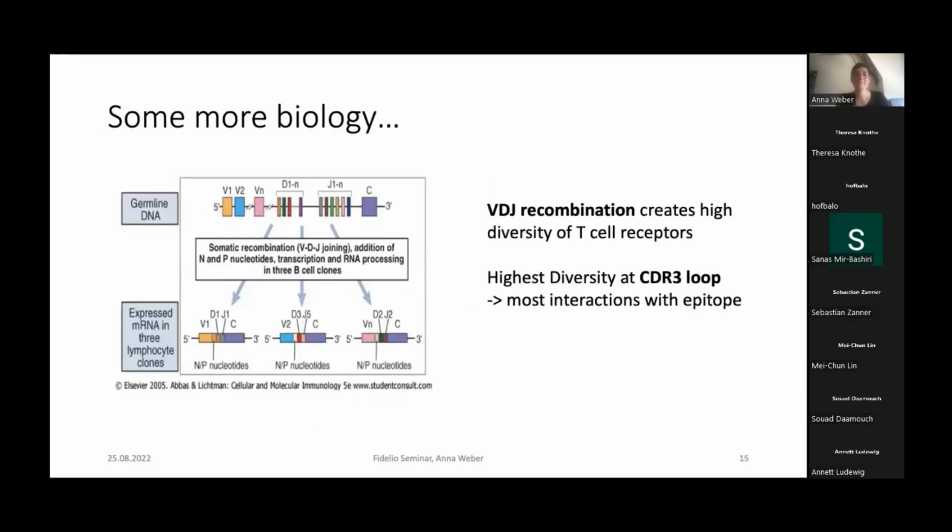Right. So the next part, we're going to look more closely at these receptors, at the sequences that we're finding. And so we need to do a little bit more biology at this stage to be able to understand the following analysis.